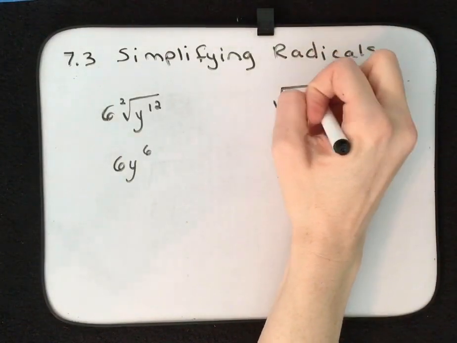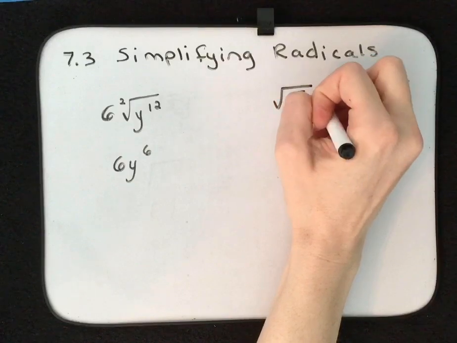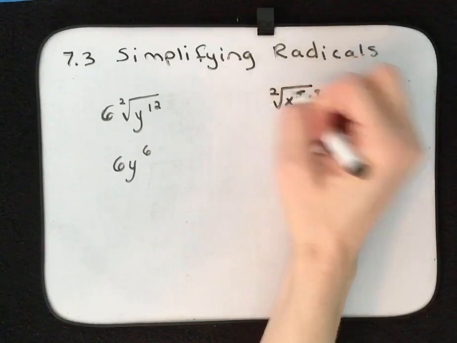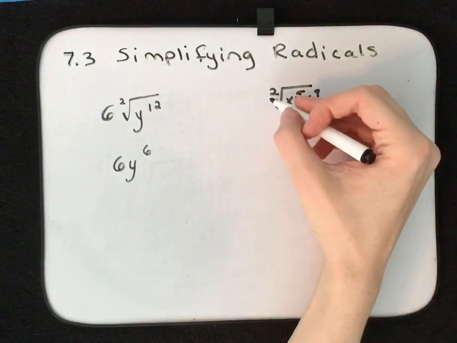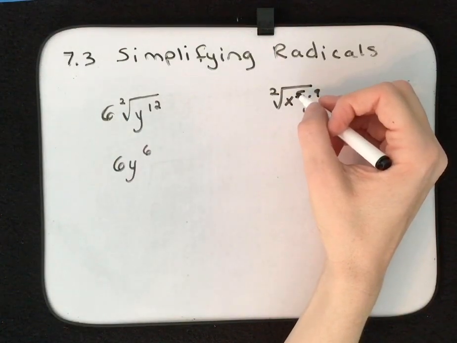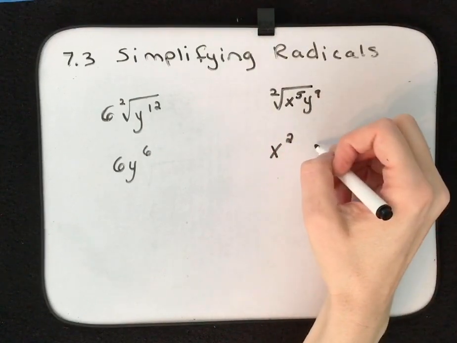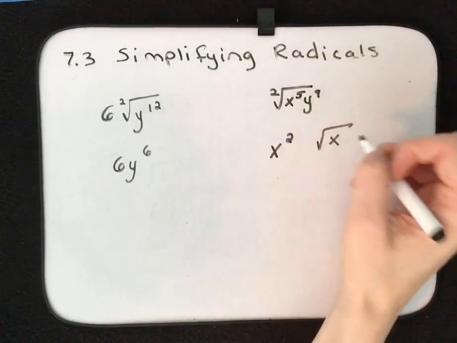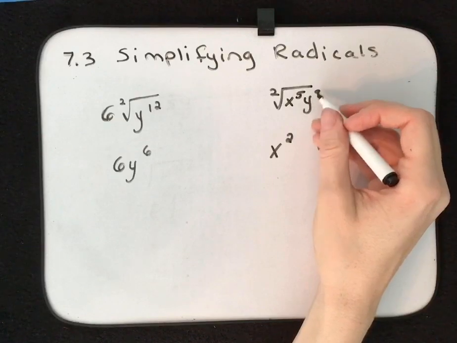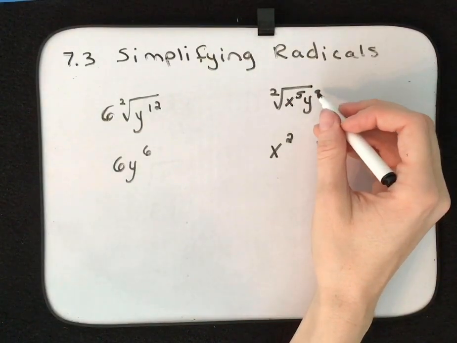Let's look at the square root of x to the 5th, y to the 9th. There's nothing here, so it's an understood 2. 5 divided by 2, well, it goes in twice, but then there's the one left over. So 5 divided by 2 is going to look like x squared on the outside, but there's still an x left over.